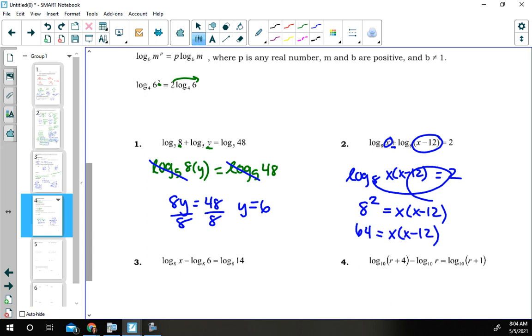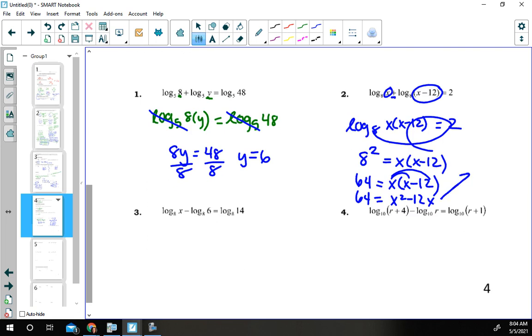And I can distribute this. This gets me x squared minus 12x. So I'm going to end up snowflaking. So I'm going to subtract that 64 over to get x squared minus 12x minus 64. Okay, I want you to pause the video. I want you to snowflake it and find my 2 answers and make sure both those answers work.